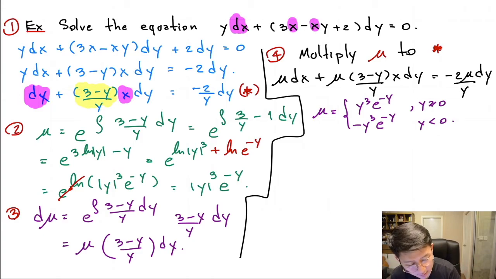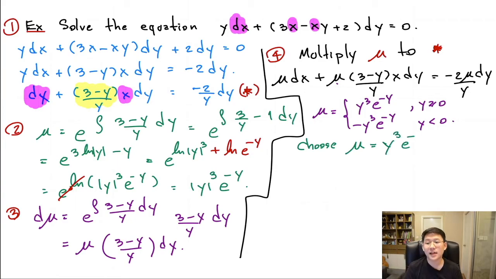Okay, so I will just choose mu equals y cubed e to the minus y, like that. I'm not going to use the negative one. You can just get rid of it, because they are the same. When you multiply the whole equation by either positive or negative, they are the same, because you can multiply the whole equation by minus 1 again, and they turn out the same. So just pick one, and the positive one is a little easier, isn't it? Okay, so I'll continue from here.